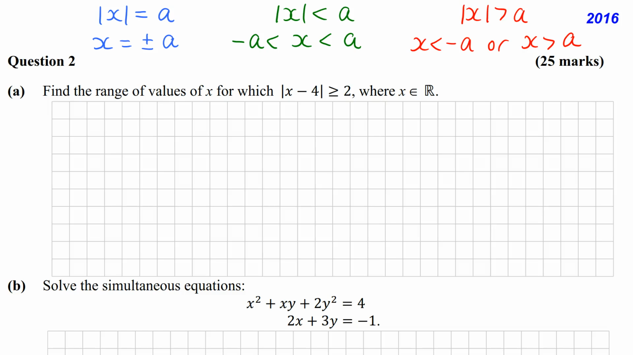Okay, so we're asked to find a range of values of x for which the absolute value of x minus 4 is greater than or equal to 2. On top here I have listed the three scenarios for absolute value equations.